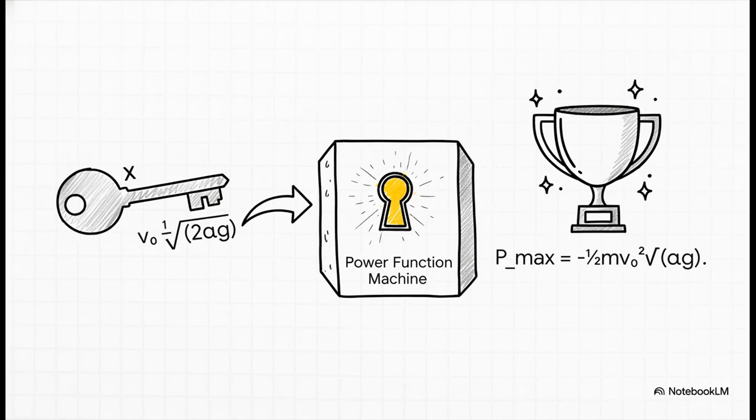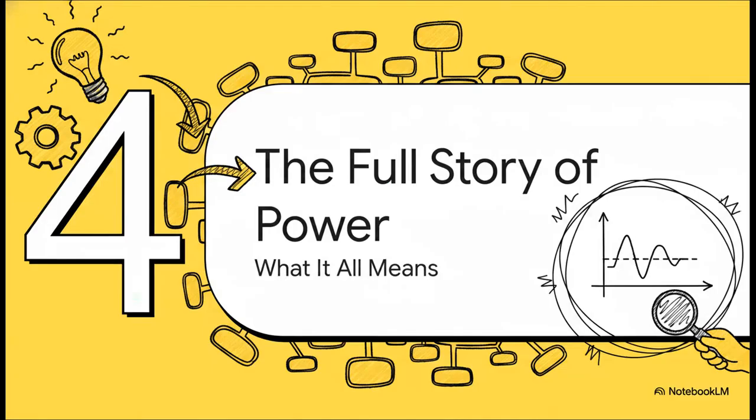Okay, after we do the algebra, we find the exact position, x, where the power hits its peak. But, and this is a classic trap, so watch out, the question asks for the maximum power, not the location. So we have to take that value of x and plug it back into our original equation for p of x. A bit more algebra, and we arrive at our final answer. And there we have it.